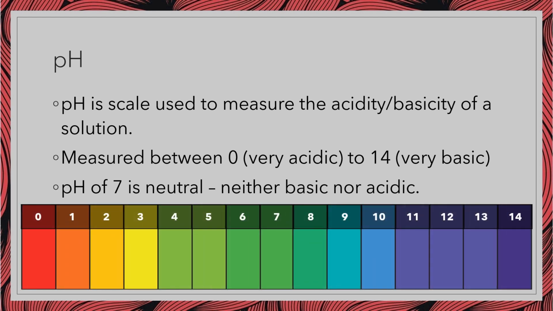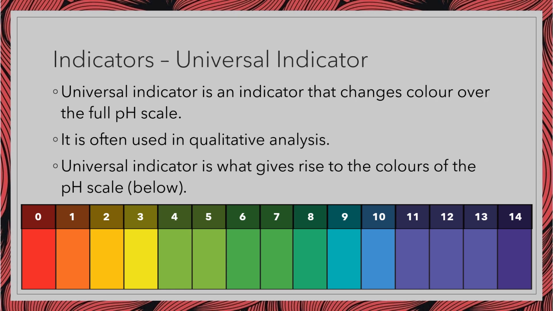And this is what our pH scale looks like when we're using universal indicator. Okay, so a pH of 0, very acidic, is red. A pH of 7, neutral, is green. A pH of 14, very basic, is purple. With our universal indicator, it changes color over the whole spectrum of pH.